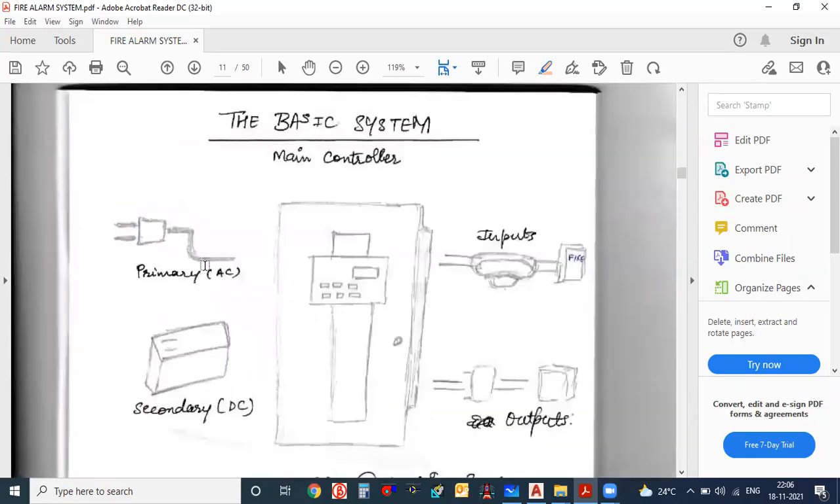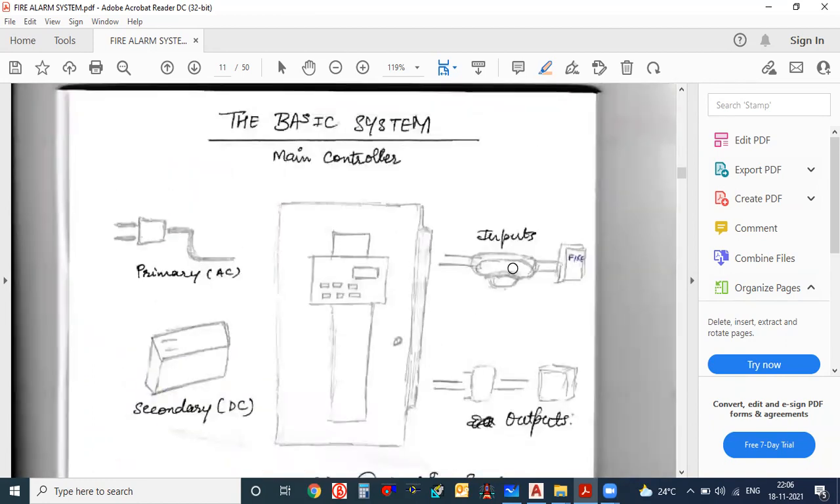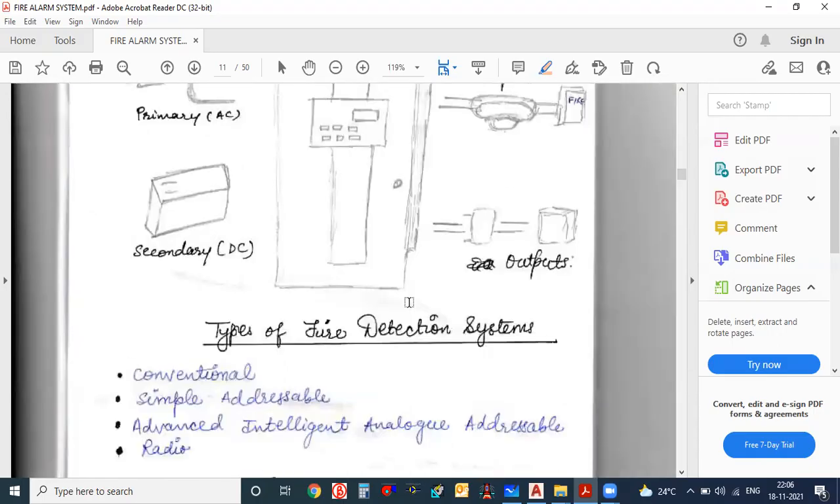After that, this is the basic system. Like I told you, there are inputs and there are outputs, which will be generated in our computer, showing that the fire has occurred in that particular position, or it will blink red, whatever it is.